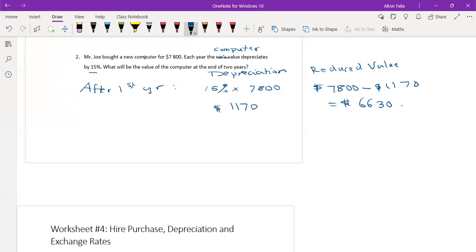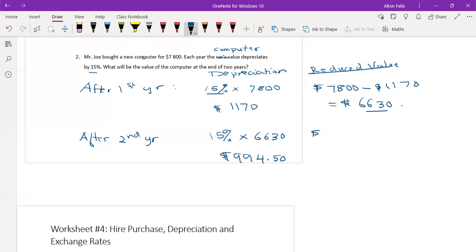Now, when you're working out the depreciation for the second year, so after 2 years, the depreciation rate is still 15%, but the actual depreciation is found by taking 15% of the reduced value, multiplied by 15 over 100. So the depreciation here is 994.50.